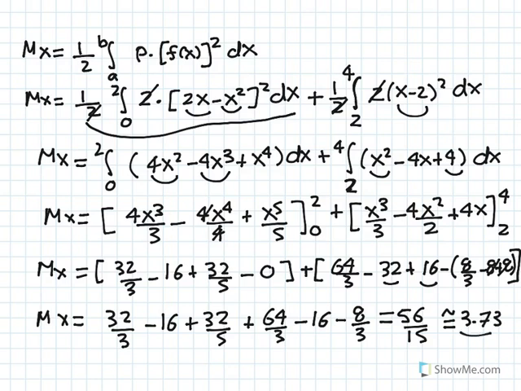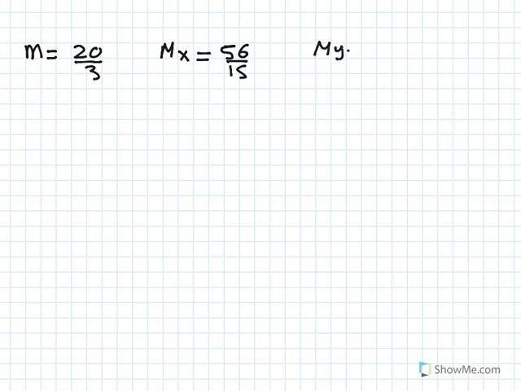And I'll repeat again, we're applying additivity of moments. The total moment with respect to the x-axis is the moment of the parabola plus the moment of the line. Additivity of moments. All right. So we found the total mass of this region is 20 over 3. The total moment with respect to the x-axis of this region is 56 divided by 15. The total moment with respect to the y-axis is equal to 16.